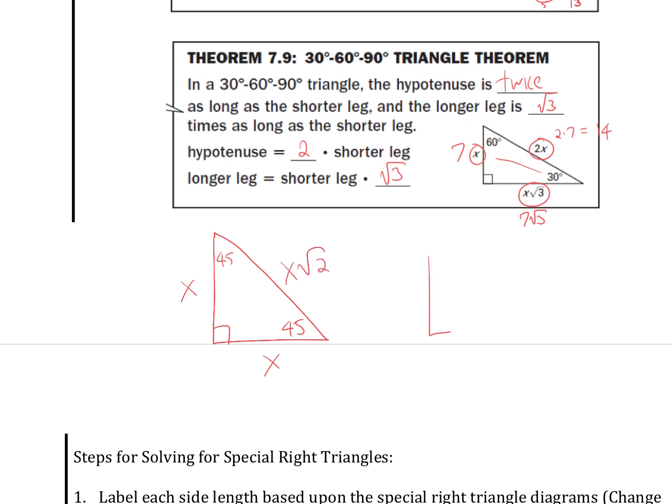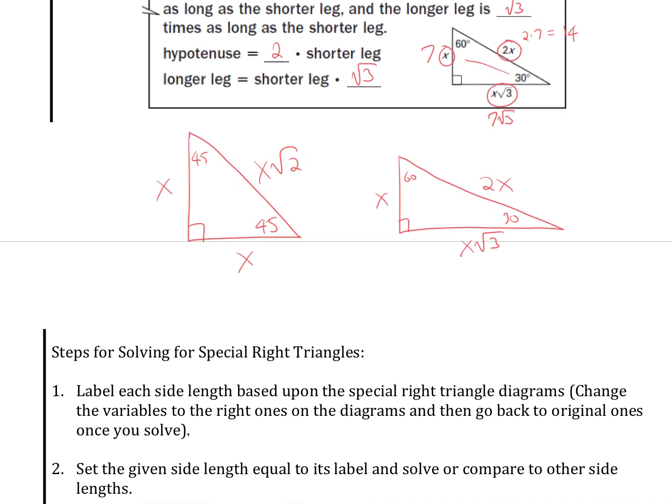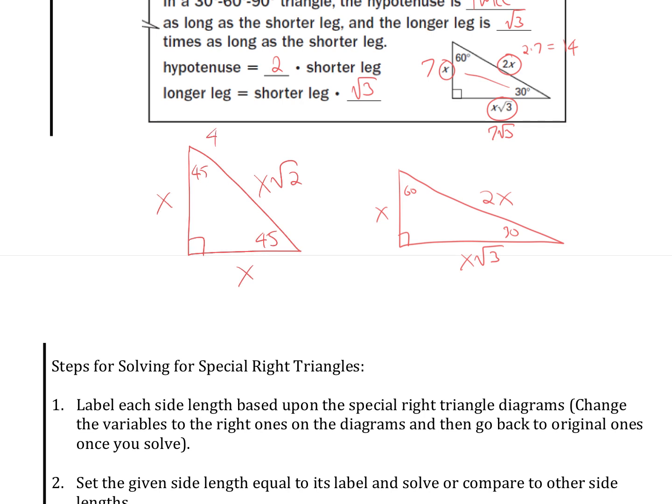And then over here, we're going to do a 30, 60, 90 triangle. This is 60 degrees, 90, 30. The short leg is going to be x. The long leg is going to be x square root of 3. And the hypotenuse is going to be 2x. Okay? So those diagrams are important. This is a 45, 45, 90.